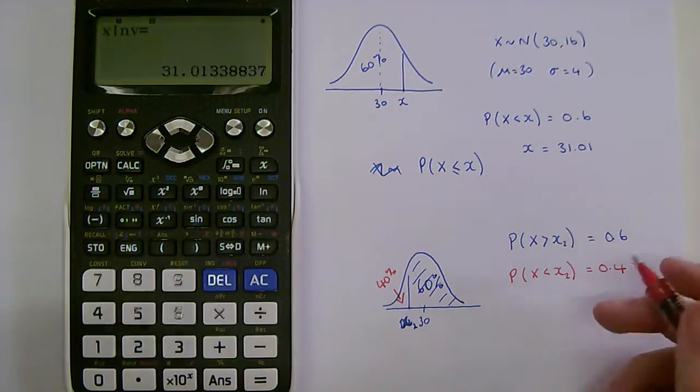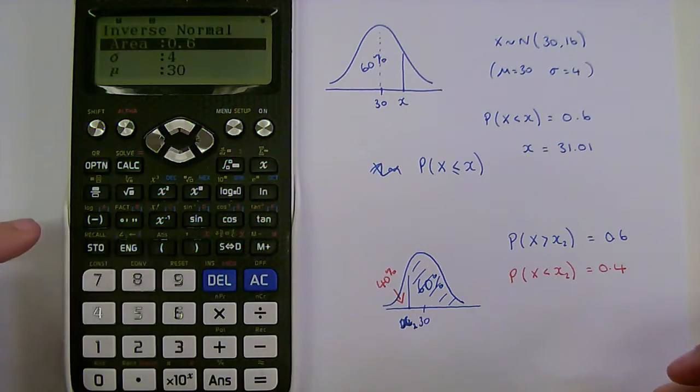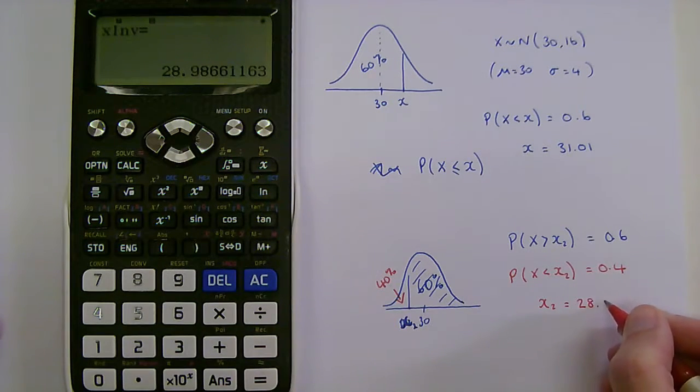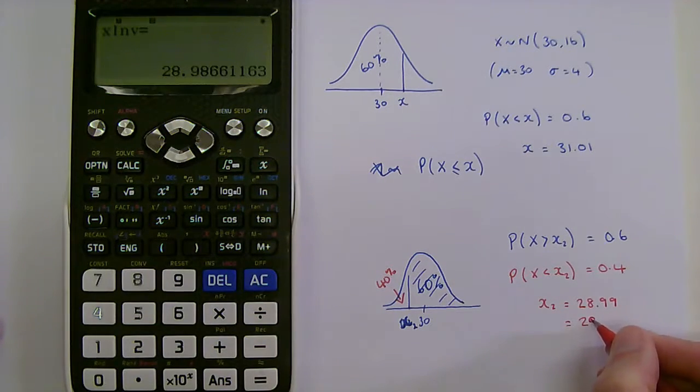So then we can go back into our menu, choose the probability of 0.4, and we're going to get this time that x2 is 28.99, or 29.0 to 3 significant figures.